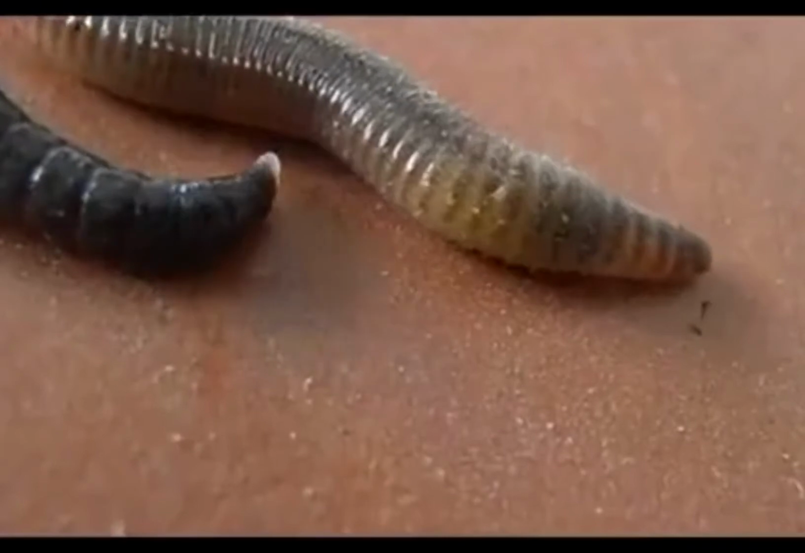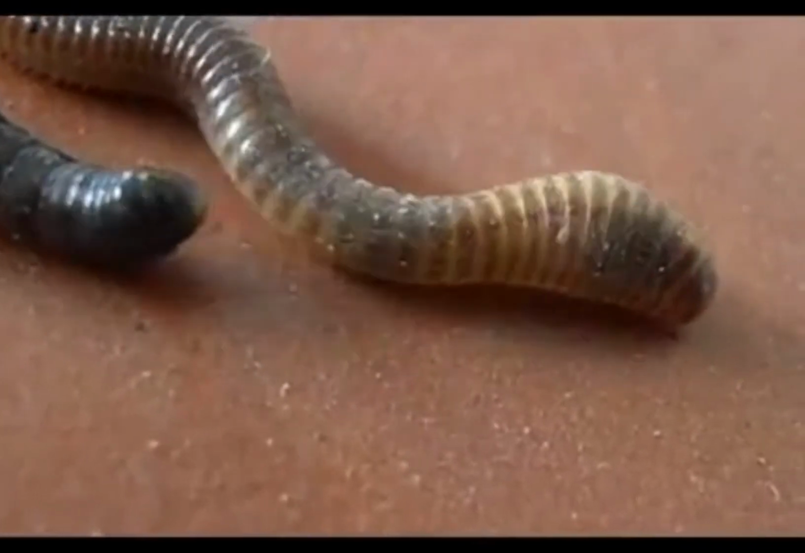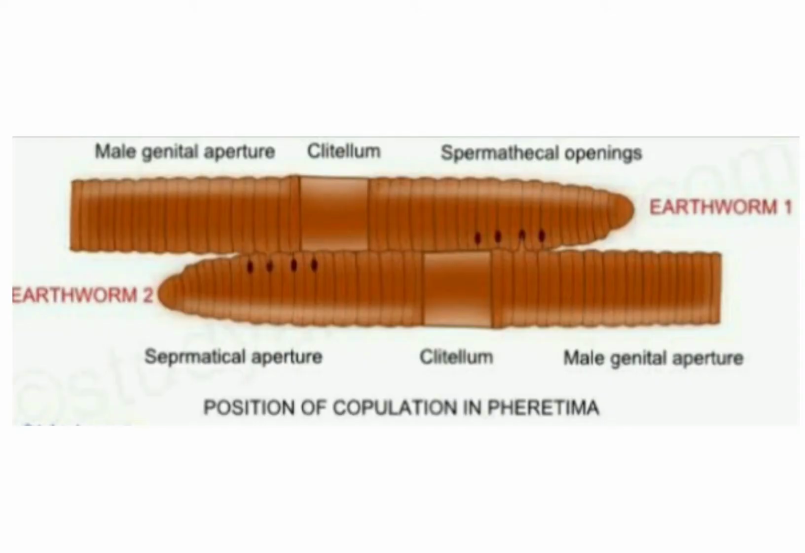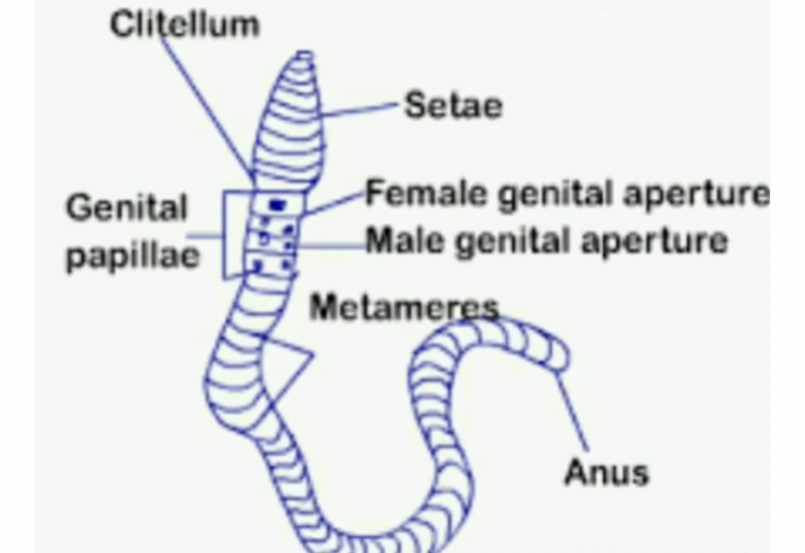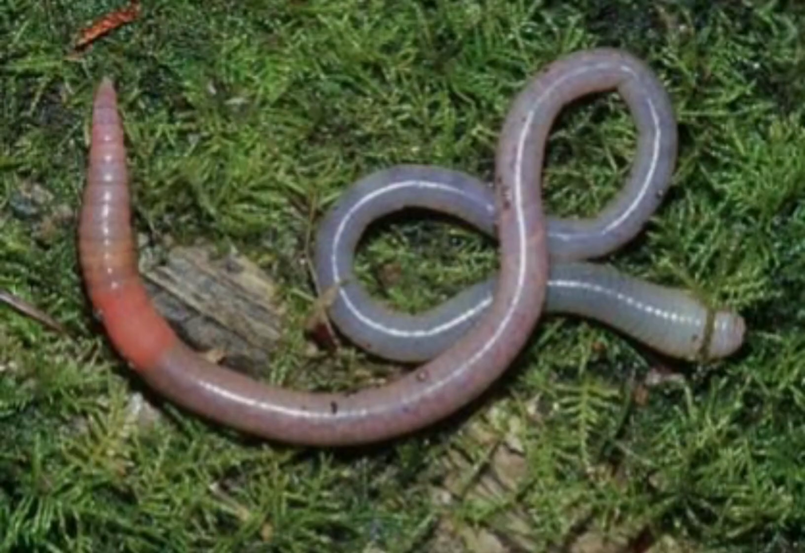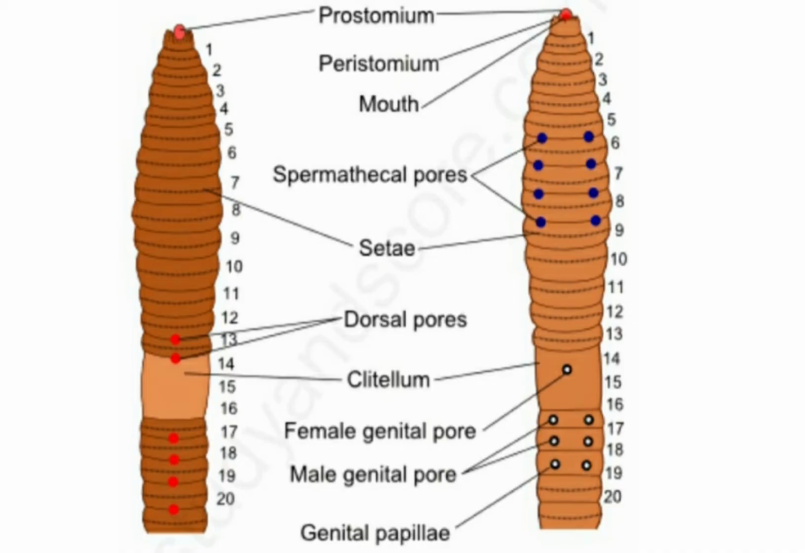Now, this is also a hermaphrodite organism. A single female genital aperture is found mid-ventrally in the 14th segment, which is covered by the clitellum and releases ova, and the two male genital apertures are present on the ventrolateral surface in the 18th segment and release sperms. Now, the anus is present in the last body segment and they excrete undigested waste. The genital openings or the copulatory papillae are present ventrally on the 17th and 19th segments, just above and below the male genital aperture.